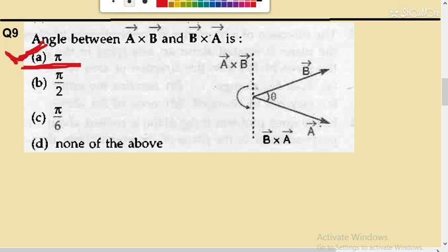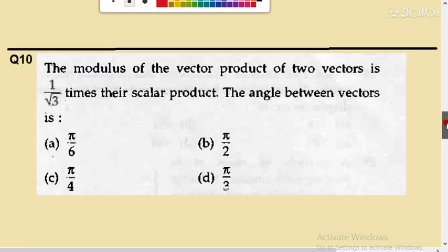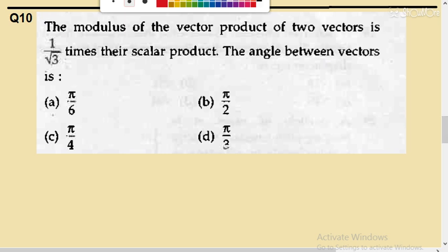Now moving to the next question. Students, we are left with 2 or 3 questions. So if you wait, you can wait for some time, then we can complete all these questions. We now see the last question, the 10th question.